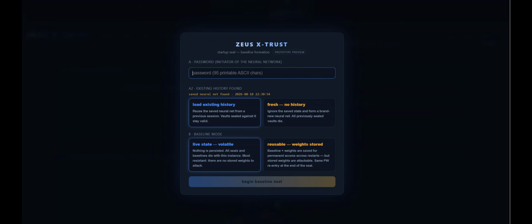ZEUS X-Trust X1 begins with a simple human credential. The password can contain between 4 and 90 characters. But the password itself is only the starting point. At launch, X1 can either create a completely fresh neural instance or restore an existing one.